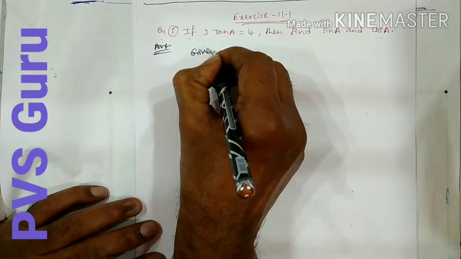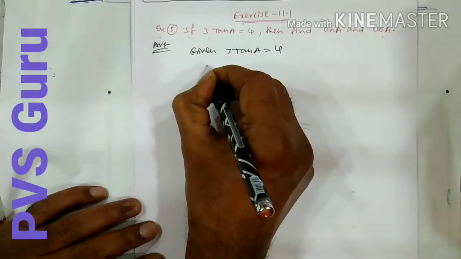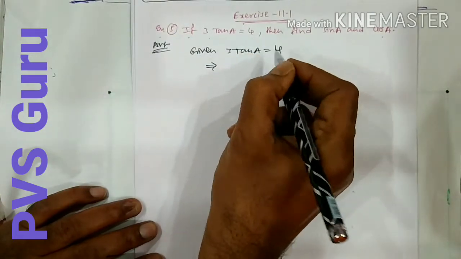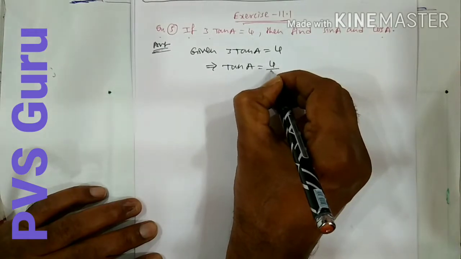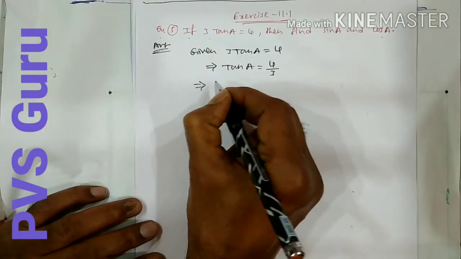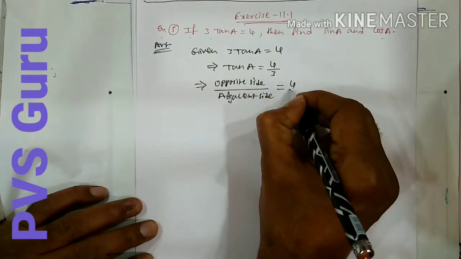Given 3 tan A is equal to 4. So 3 is multiplying here, you take it to the right side, it is divided. Tan A is equal to 4 by 3. We have the formula, tan A is opposite side by adjacent side, which is equal to 4 by 3.